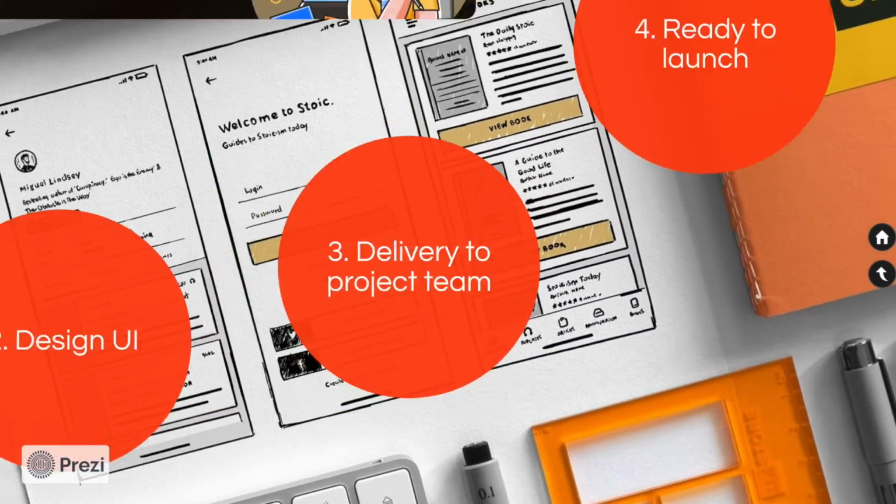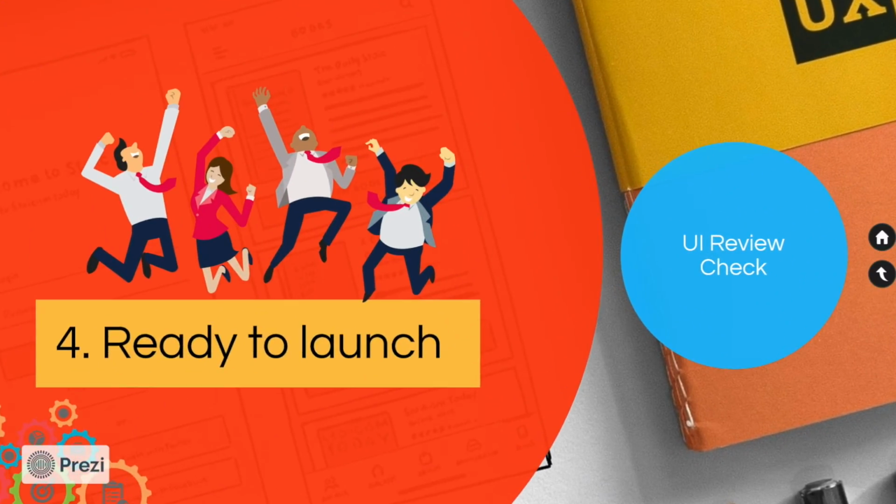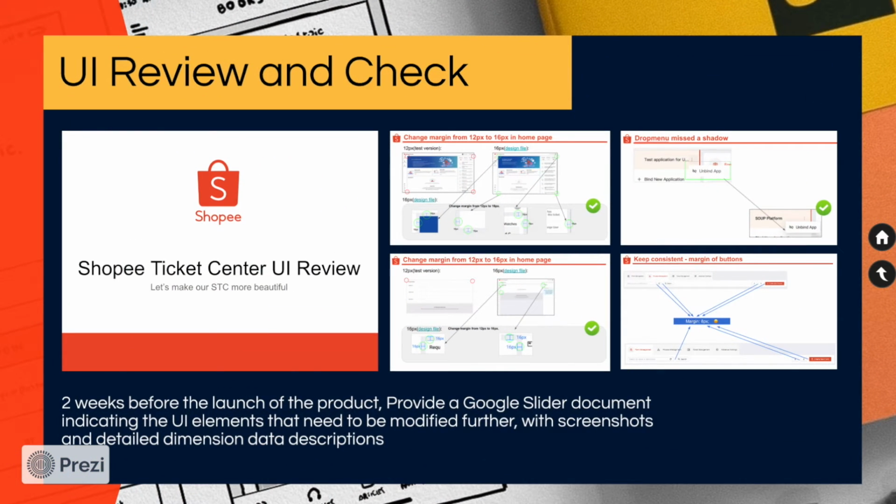Finally, we will move on to point 4, checking the final software. About 2 weeks before the launch of the product, the designer will provide a Google Slides document indicating the UI elements that need to be modified, with screenshots, details of the dimensions, and data descriptions. That's everything about checking the final UI.